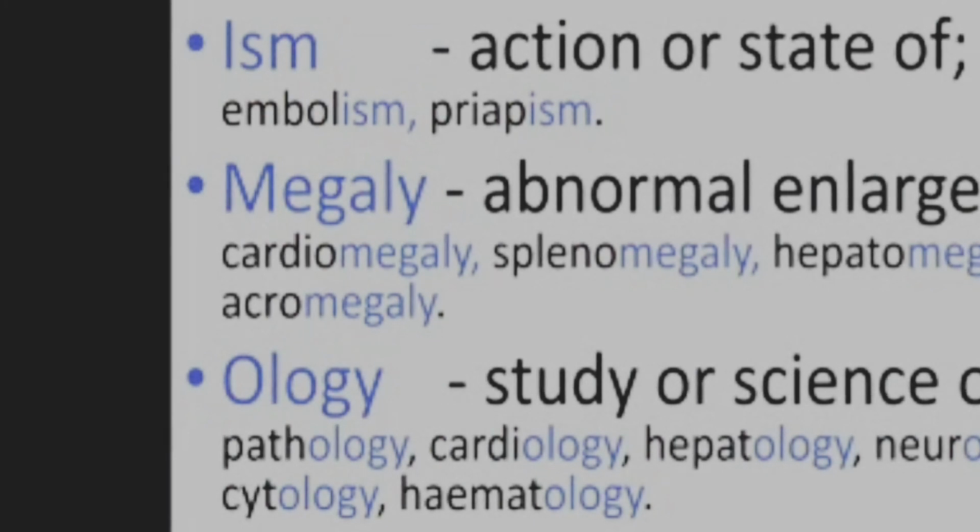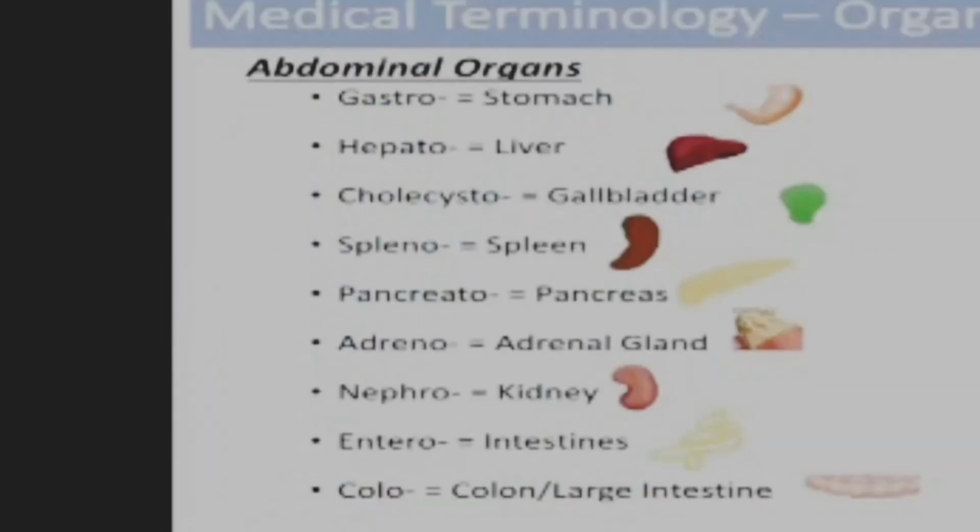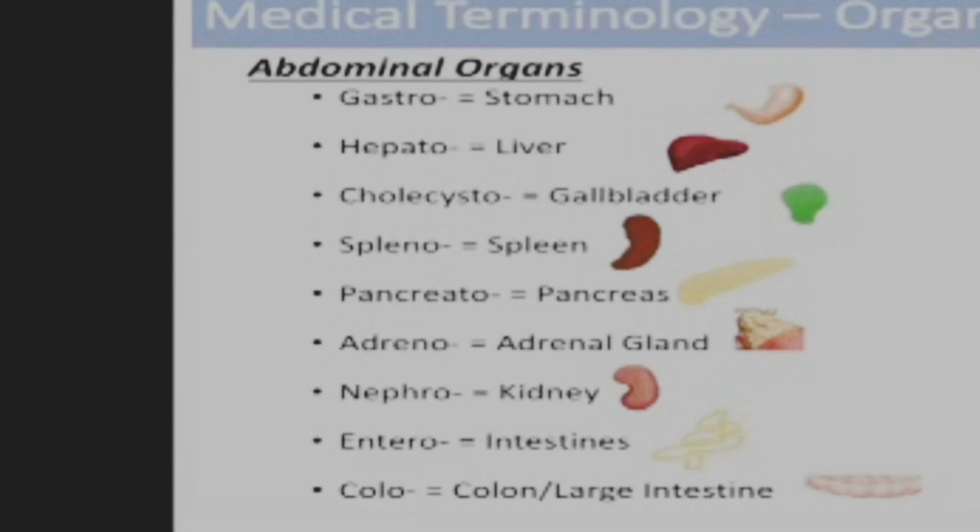Cardiology, study of the heart diseases. Hepatology, liver diseases. Neuro, organs of the mind. Cytology, cells. Hematology, blood. So all of these talk about the study of sciences. Hepatoma, gastro stands for stomach. Hepato, liver. Cholecysto is gallbladder. Spleno, spleen. Pancreas, adrenal gland. Nephro, kidney.